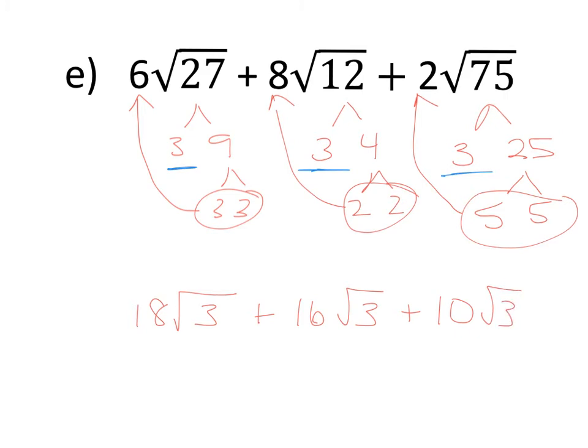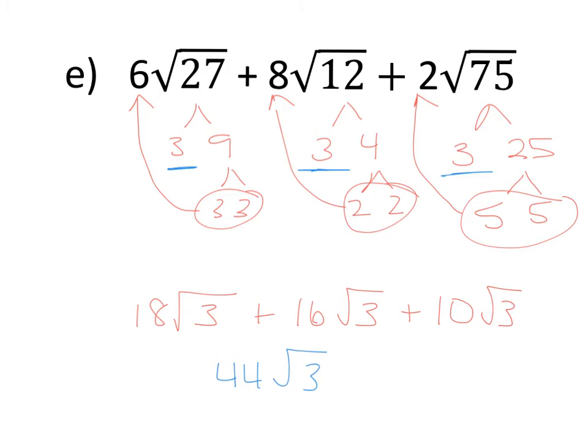All right, so now I'm taking a look. Are these like radicals? And the answer is yes. So then we're going to go ahead and add all these up. And we're going to end up with 44 root 3 when we add up all of those, okay?